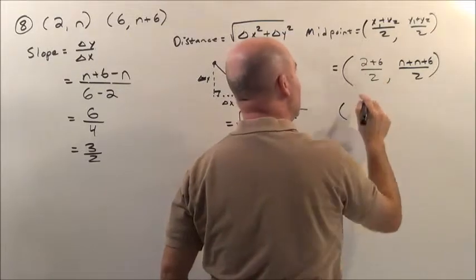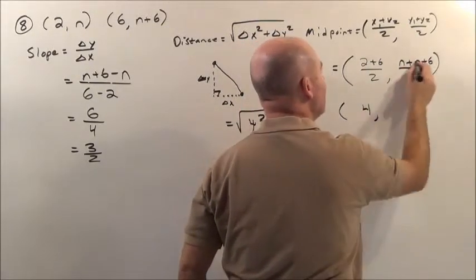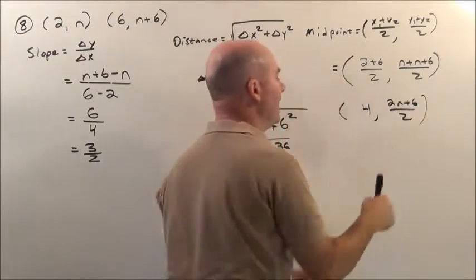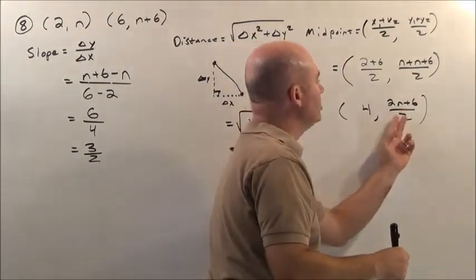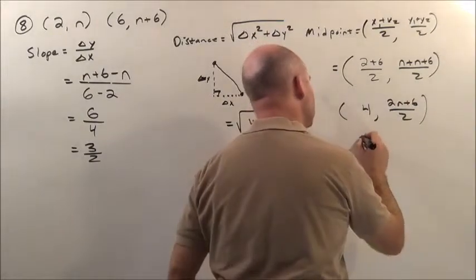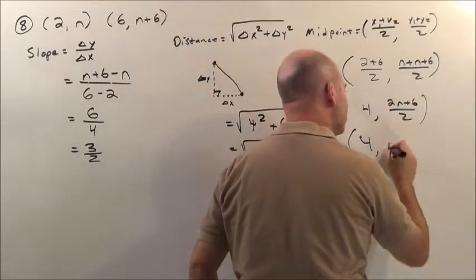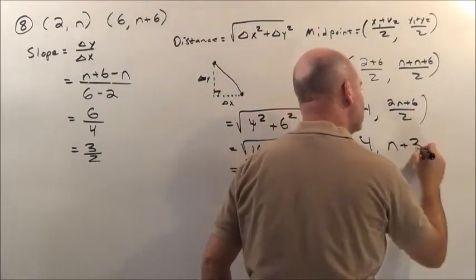Well, this will be 8 divided by 2, which is 4. This will be 2n plus 6 divided by 2. So I still need to do that. If I'm dividing by 2, I'm doing 2 into each one of them. That's going to come out pretty. So I have 4 divided by 2, which is 2, and 2n divided by 2 is simply n. 6 divided by 2 is simply 3.